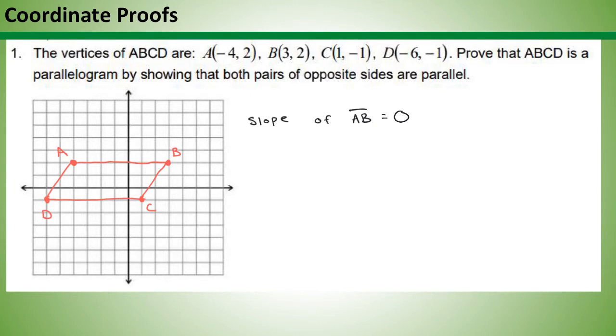Okay, the second one, we're going to find the slope of DC because that's the opposite side of AB. So again, if I'm going from D to C, my rise again is 0 and my run is 7. So it'd be 0 over 7, which just ends up being 0.